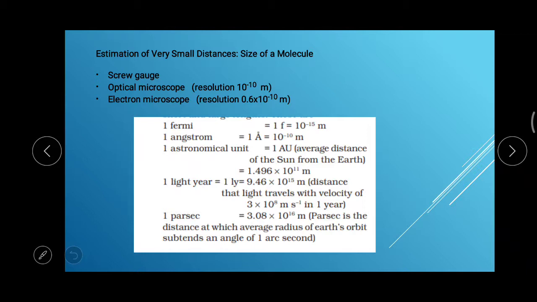Suppose you want to find the radius or thickness of a needle or a very thin metallic wire. If you want to find the thickness of this kind of thing, you know that it will be lesser than 1 mm.